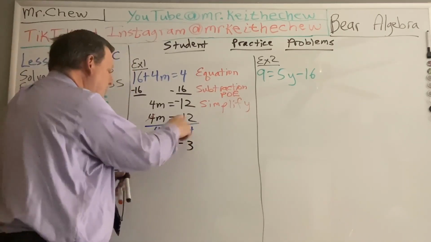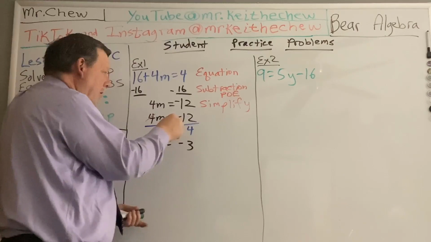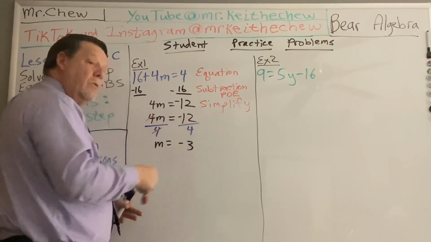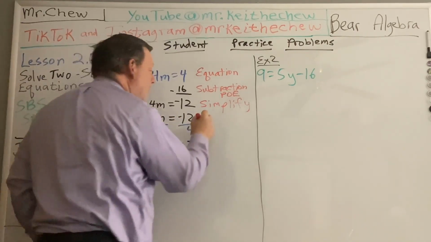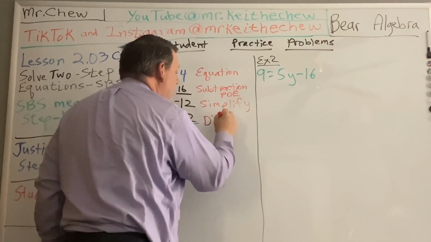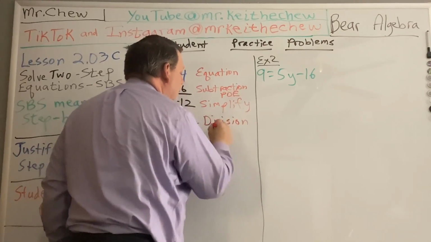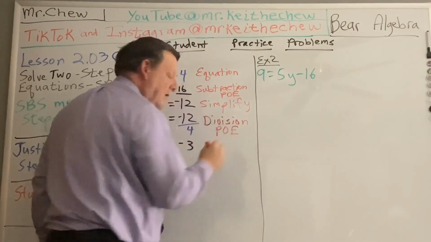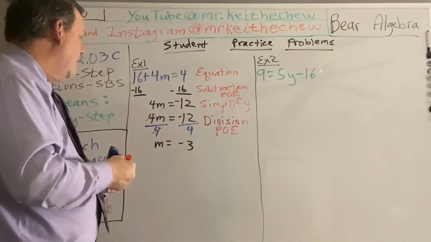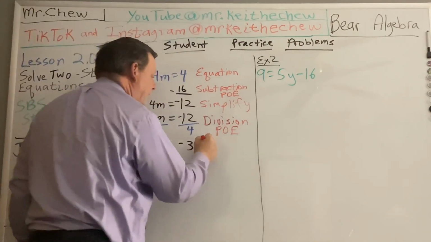So what was this step called here? Well, what did I do in blue? I divided by 4. So this is called the division property of equality. That's what it's called. And then we simplified it here.